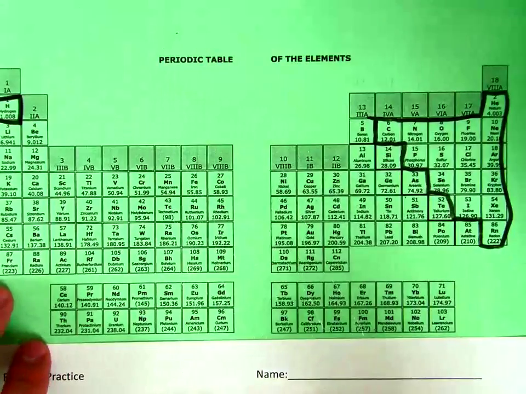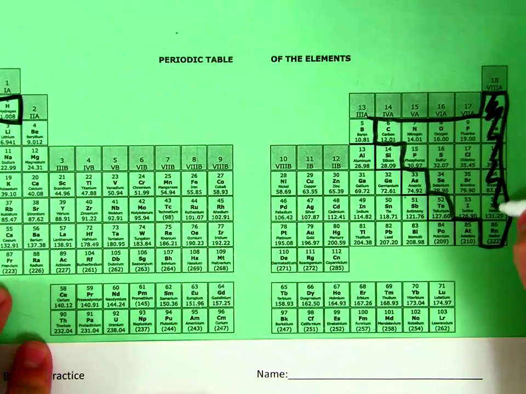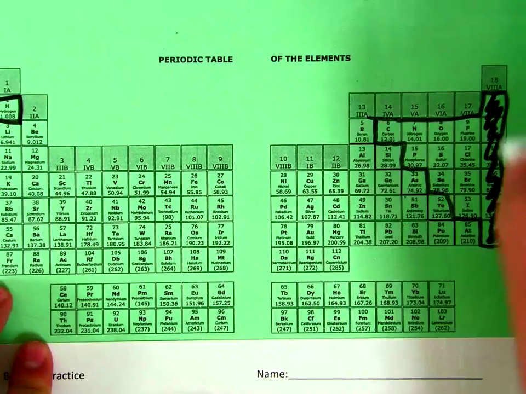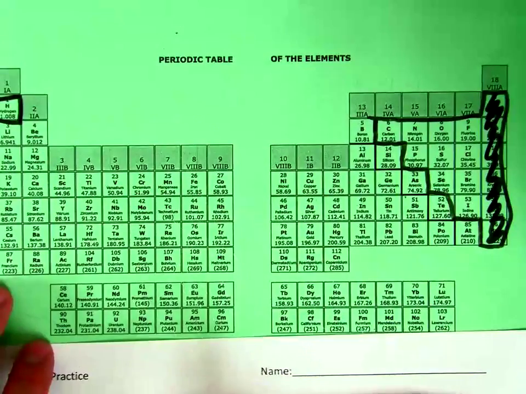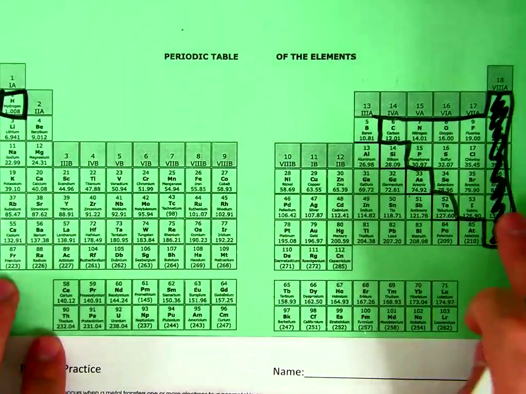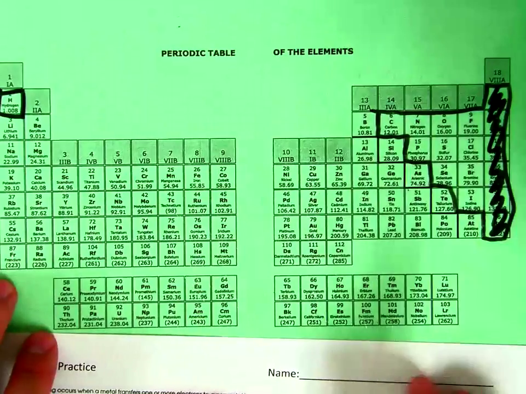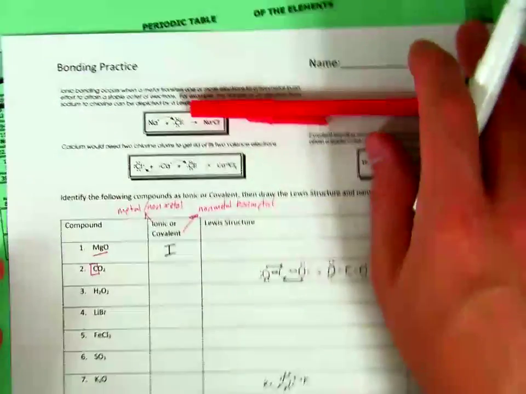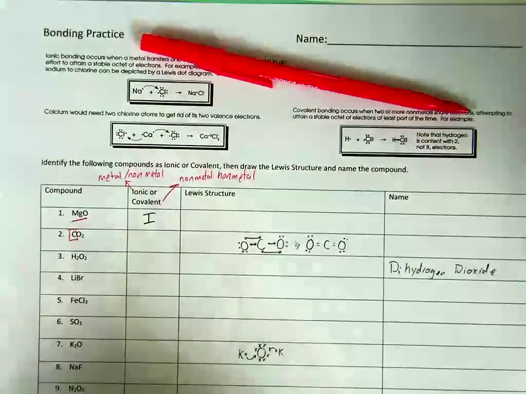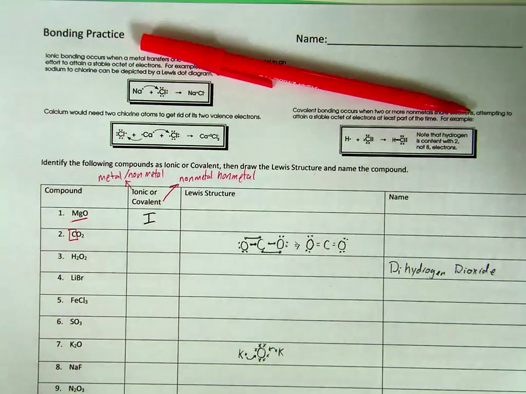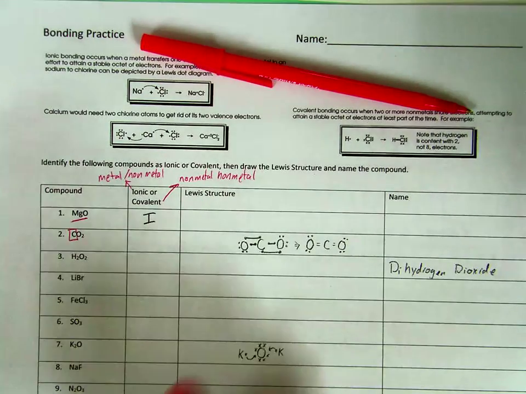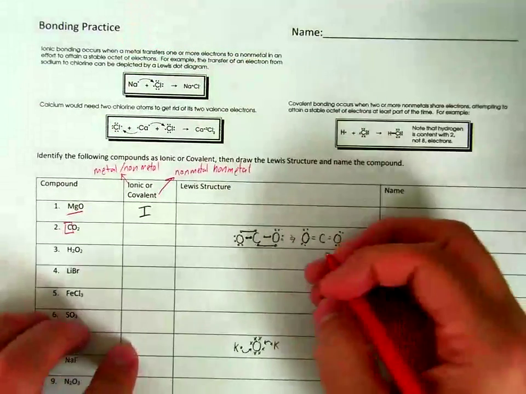And you know what? Forget about these guys, because these are noble gases, and noble gases never bond with anything. They don't form bonds because they got that full valence shell that we keep talking about. So once we know if it's ionic or covalent, we can do the other stuff.